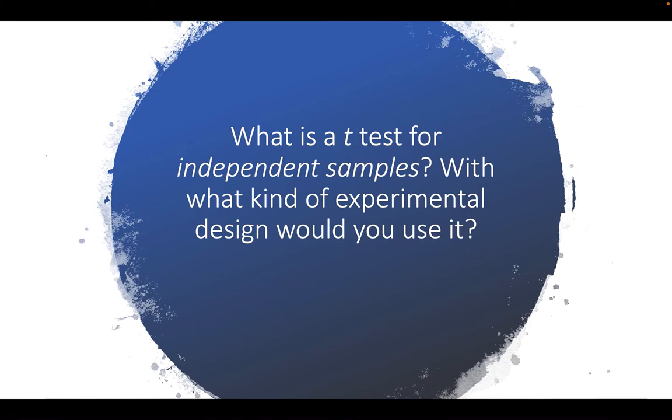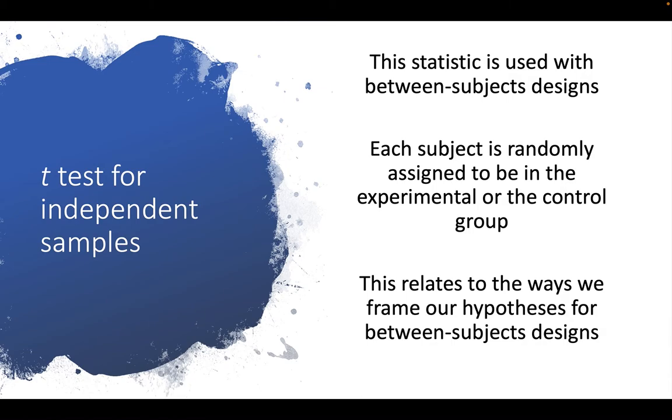All right, the last thing we'll cover in this course is how to conduct a t-test for independent samples. We'll cover what it is and what type of experimental design you should use it with. And here's a hint, it's what we've been talking about this entire lecture. So a t-test for independent samples is the statistic that we use for between subjects designs.